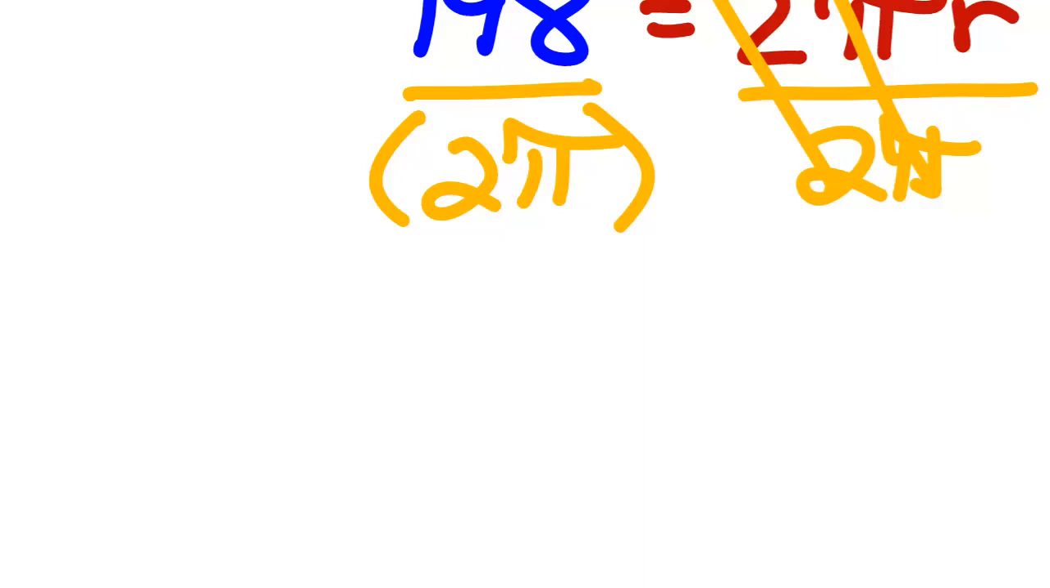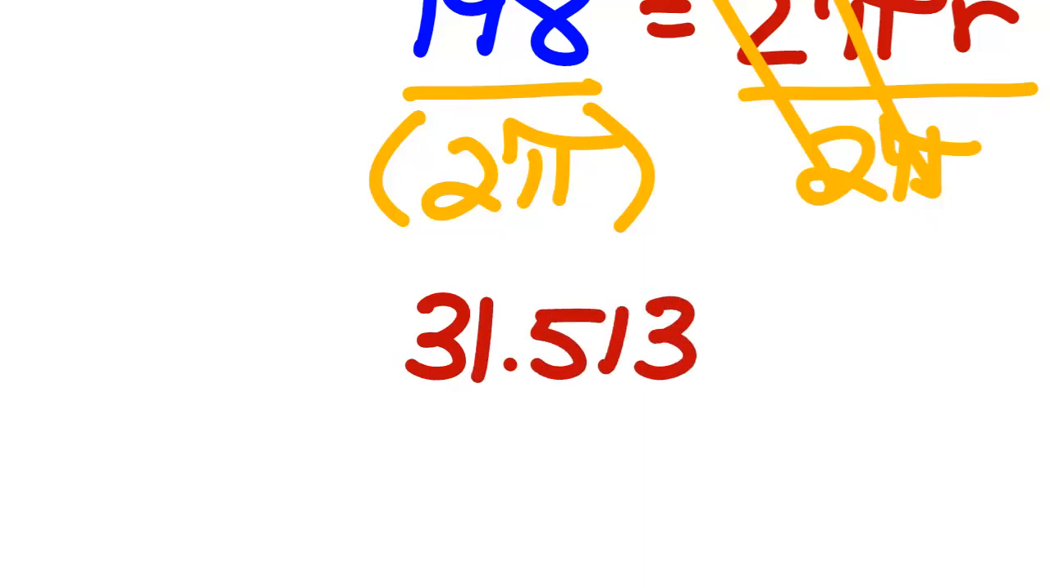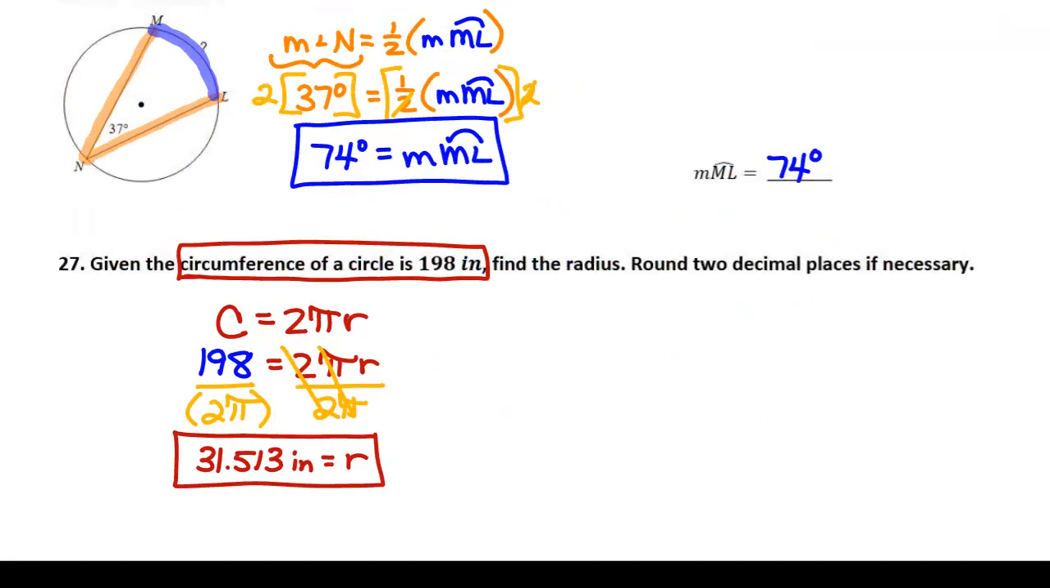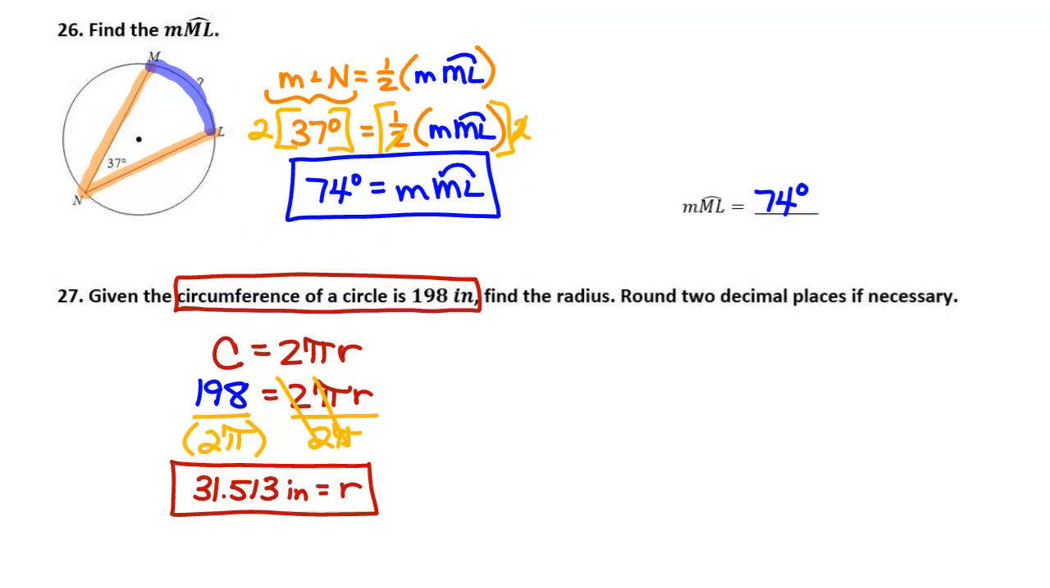Did you put parentheses around the 2 pi? 198 divided by 2 pi, and you have to put parentheses around the 2 pi. 31.513. And we would put inches with that because the circumference was given to us in inches. Please, please, please remember that if you are dividing by something with pi, you've got to put parentheses around it, or else it will give it to you wrong.